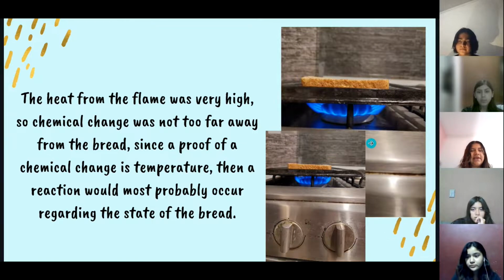The heat from the flame, as we can see, was very high, just separated by the pan, so the chemical change was not too far away from the bread. Since a proof of a chemical change is temperature, then a reaction would most probably occur regarding the state of this bread.